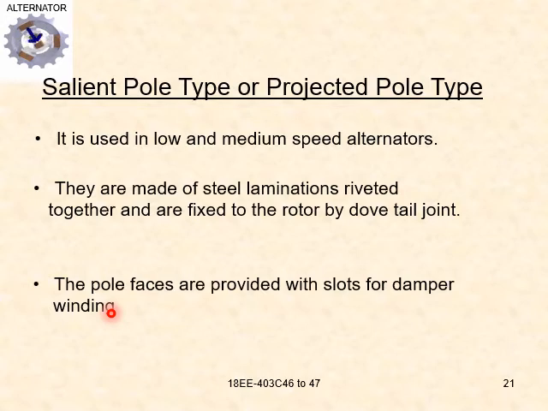Earlier, when I showed you the alternator in a generating station, the structure was a salient pole type only. It is used in low and medium speed alternators, and they are made of steel laminations riveted together and are fixed to the rotor by a dovetail joint. The pole faces are provided with slots for damper winding.